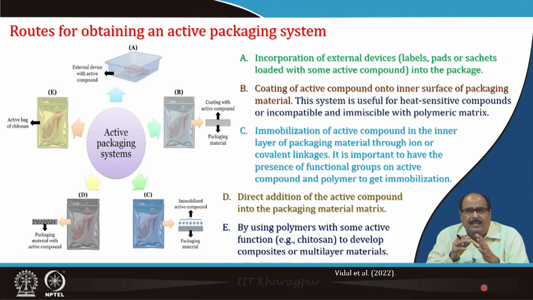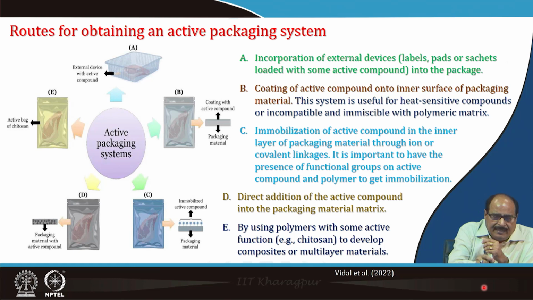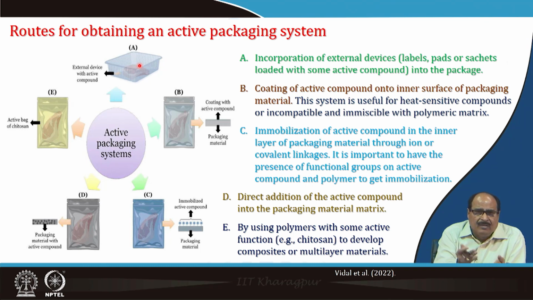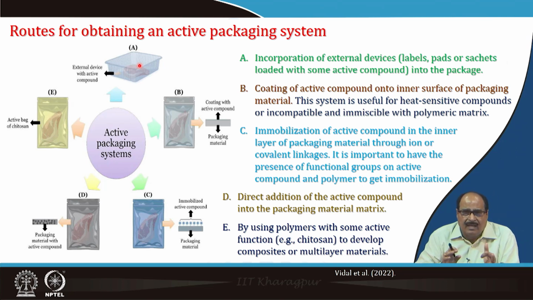So, the routes for obtaining the active packaging system are, first, incorporation of external devices, that is labels, pads or sachets loaded with some active compounds, which can be taken, either emitter or absorber, in the calculated amount. The quantity of these absorbents or emitters is calculated based upon the known characteristics, that is respiratory behavior, transpiration and the permeability of the packaging materials, permeability to oxygen, as we discussed in the earlier class.